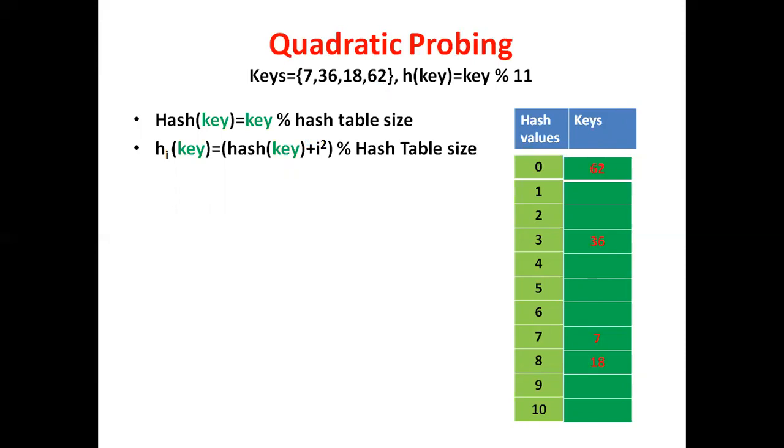So the seventh bucket is already filled by 7. Again go for 1 square, that is 63. 63 modulus 11 means 8 is the answer. The 8th bucket is already filled. Again 62 plus 2 square, so 66. 66 modulus 11 means 0 is the remainder. So the key 62 is inserted at the 0th location. This is the solution to the problem.